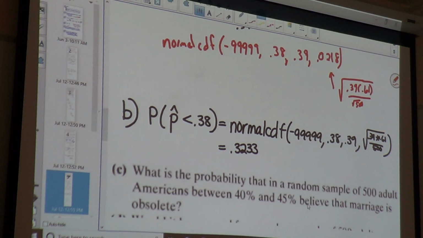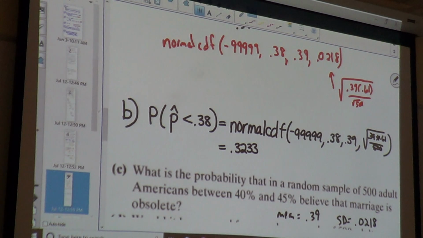All right, this time we're doing between 40% and 45%. Between 40% and 45%. We still have from part A that our mean is 0.39 and our standard deviation is 0.0218.